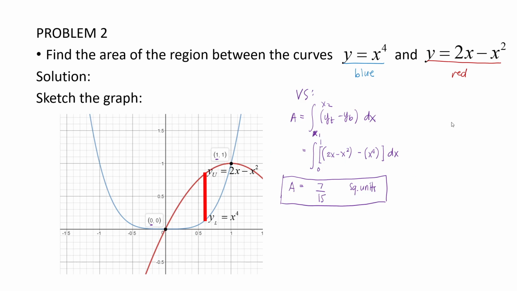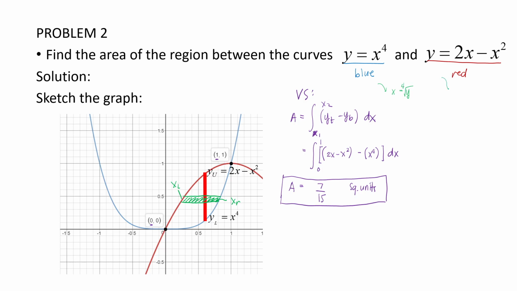So let's try comparing it with the horizontal strip. Again, notice that if you try to create a horizontal strip here, it's consistent that the right and the left are always blue and red. So this one is x right, this one is x left. So our problem here is we're going to convert it to x equals something, di ba? So for the blue portion, x equals the fourth root of y, di ba?